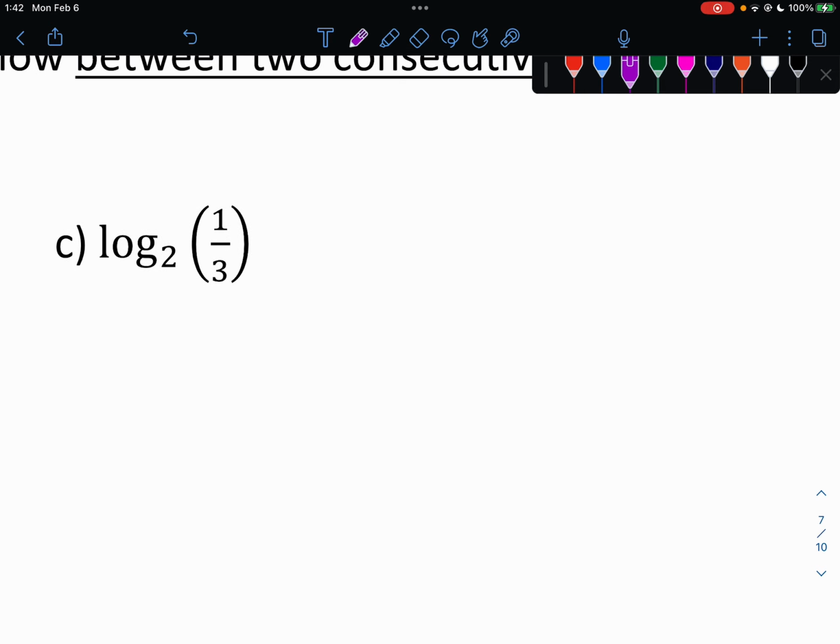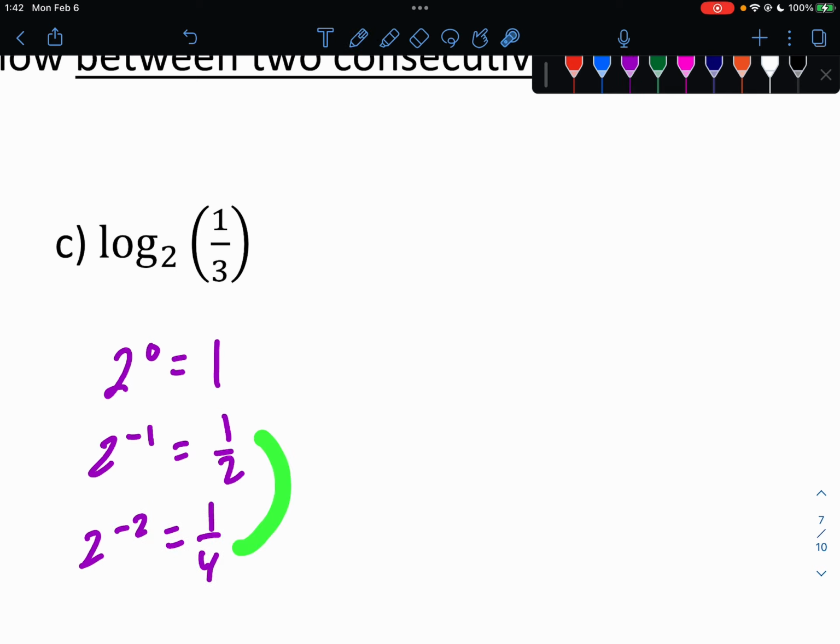Log base 2 of 1/3. Okay, so 2 to the 0 is 1. And 2 to the negative 1 is 1/2. 2 to the negative 2 is 1/4. So I know it's between these two. So we'll say maybe negative 1.5. It's a fair guess.